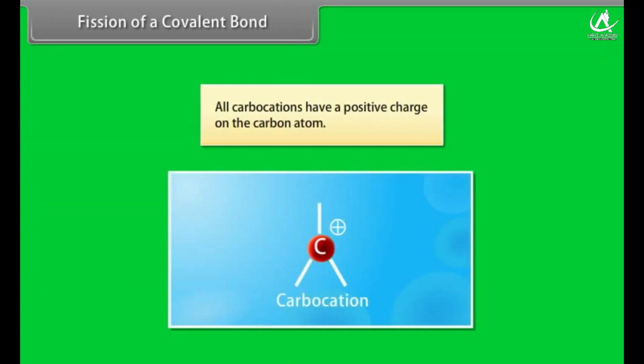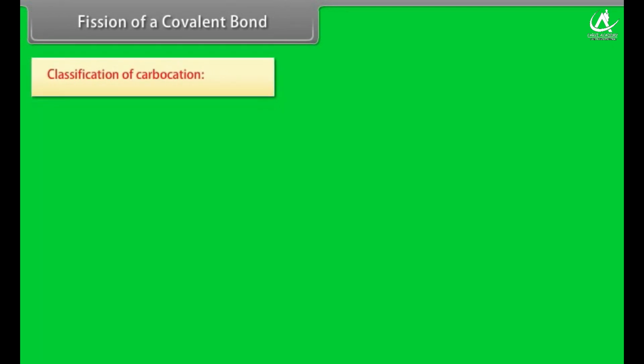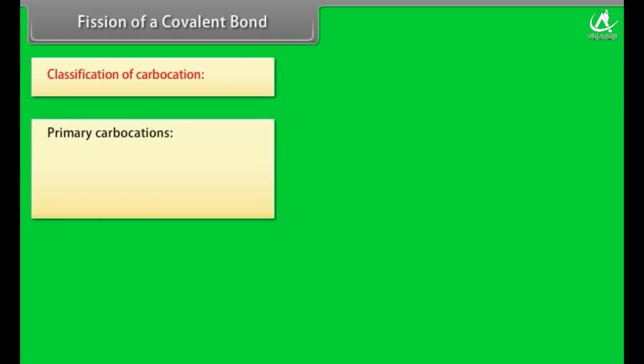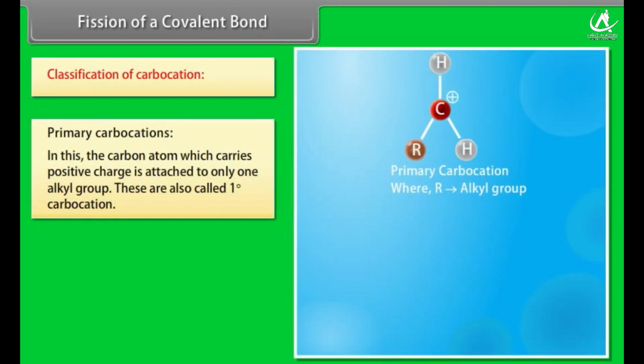all carbocations have a positive charge on the carbon atom. Classification of carbocation. Primary carbocations. In this, the carbon atom which carries the positive charge is attached to only one alkyl group. These are also called 1-degree carbocations.